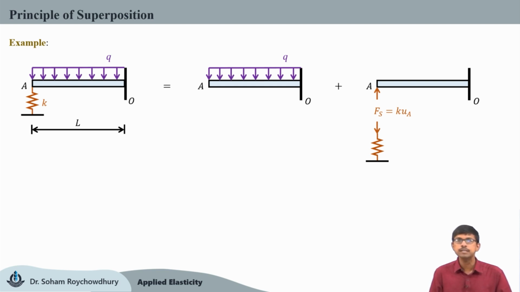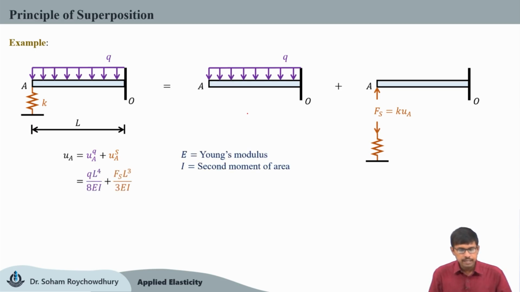Now, using the principle of superposition, the total deflection of point A would be the summation of the individual deflections of these two different problems. In one case, it is deflection due to the uniformly distributed loading of intensity q, and in the other case it is the displacement of the tip due to a concentrated load equal to the spring force of the system. So, ua would be ua due to small q plus ua due to spring force Fs.